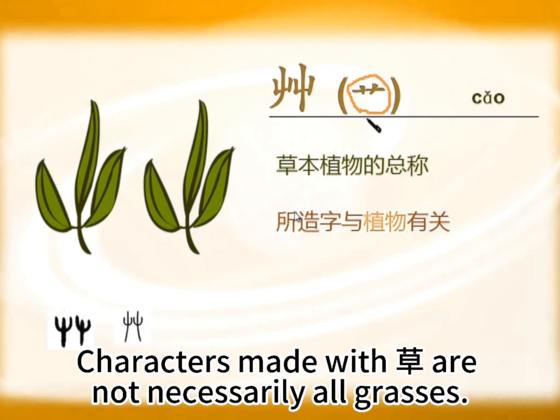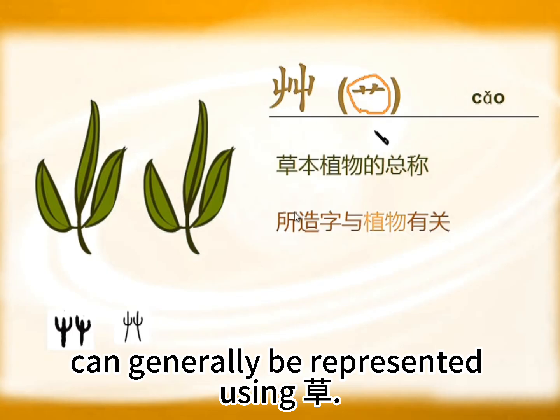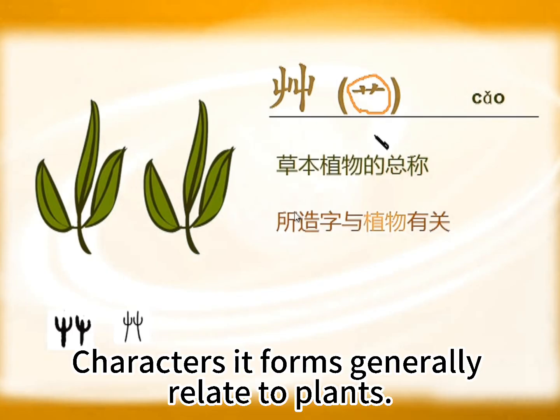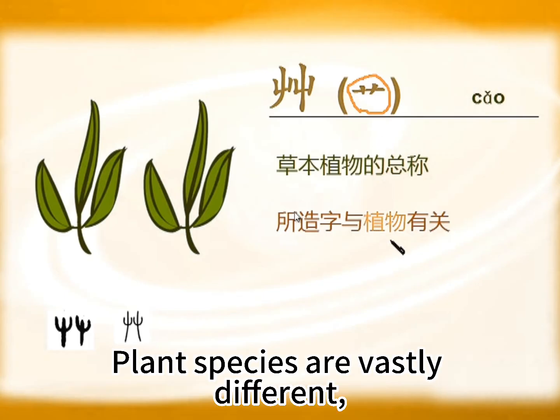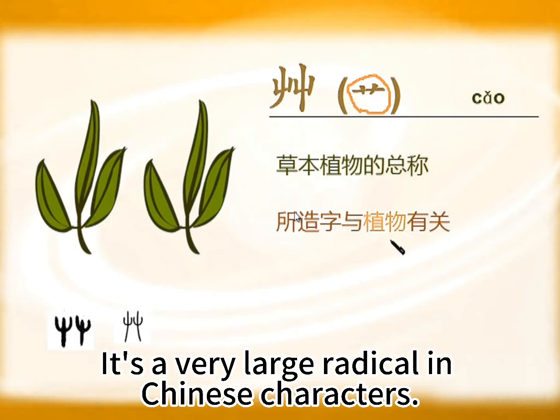Characters made with 草 are not necessarily all grasses. Plants other than trees can generally be represented using 草. Characters it forms generally relate to plants. Plant species are vastly different, so there are many characters made with 草. It's a very large radical in Chinese characters.